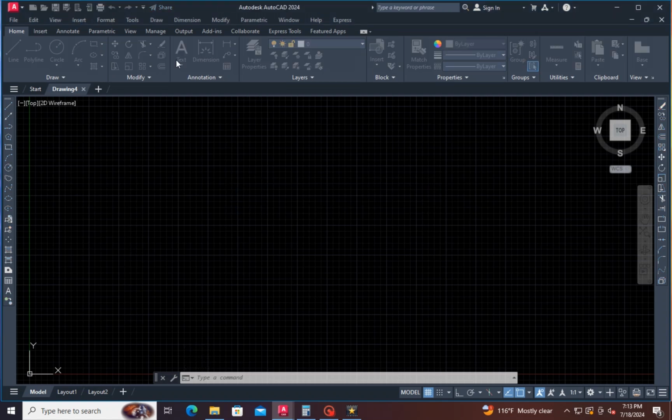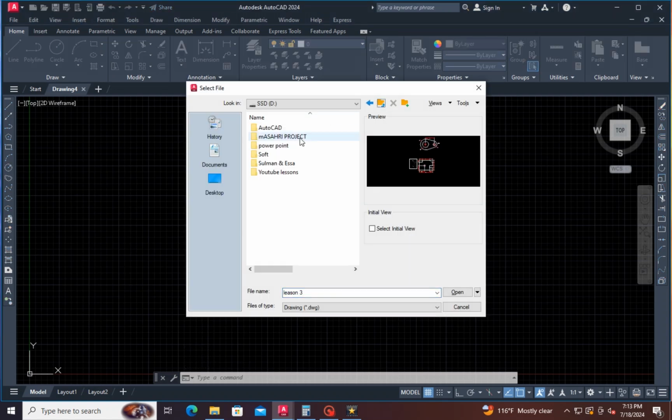Let's start to make the drawings. Now I'm inserting the drawings. So see, go to insert and locate the file. Where is this? And then we will start how to make it. Okay.